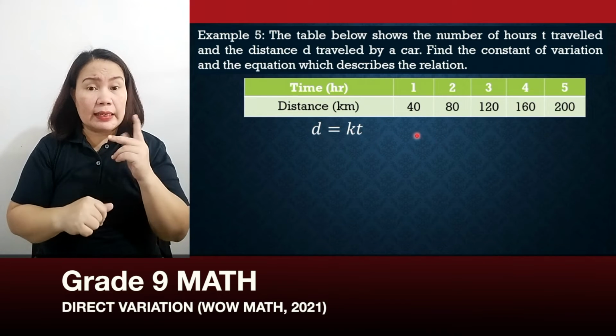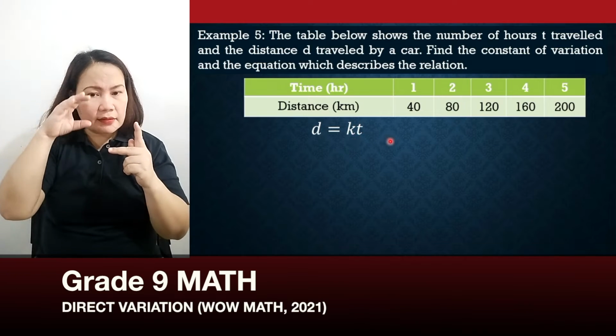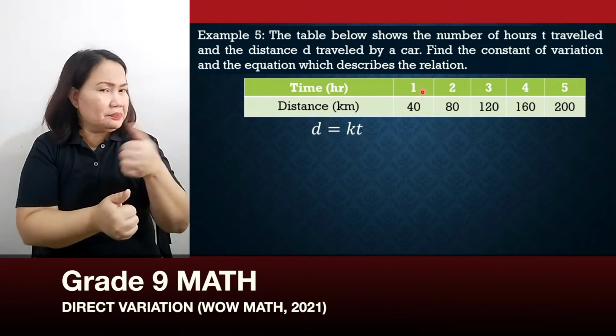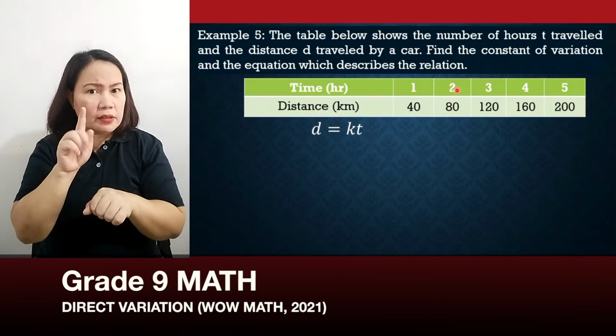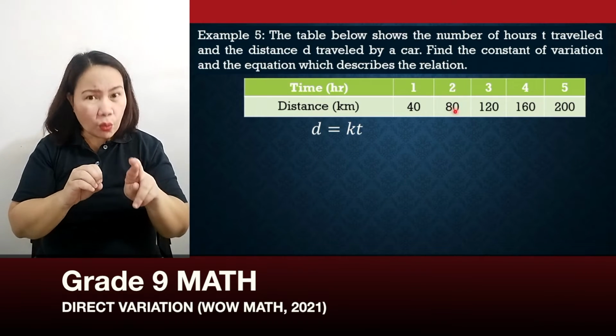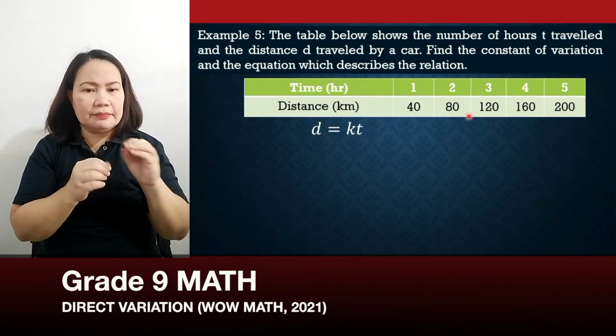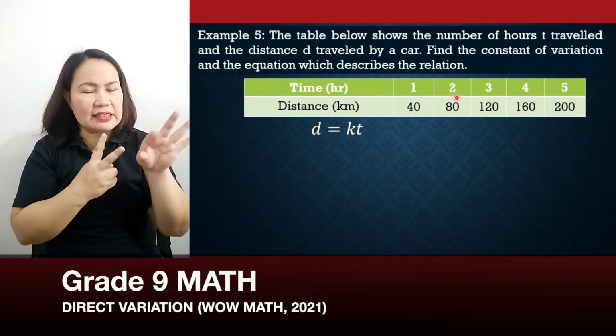Okay? So, para makuha natin yung constant, pili tayo kahit alin dyan. So, pwedeng yung t natin is 1, yung d natin is 40, or pwede yung t natin is 2, at yung d natin is 80. So, ito yung piliin natin. Kahit alin naman dito, pwedeng yung piliin.